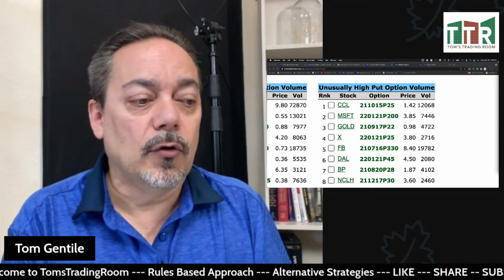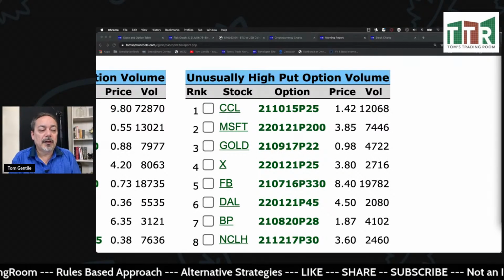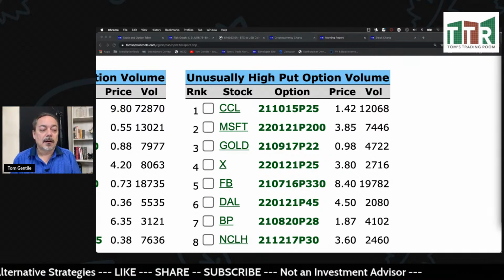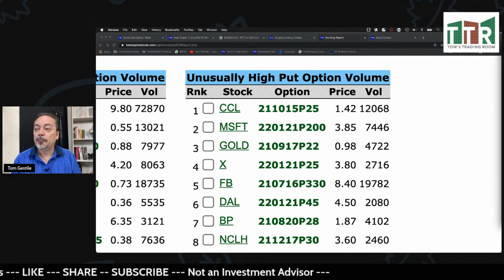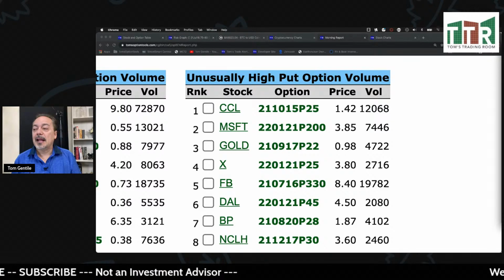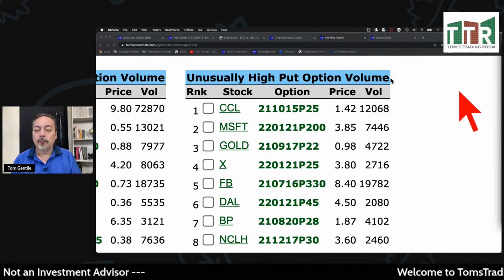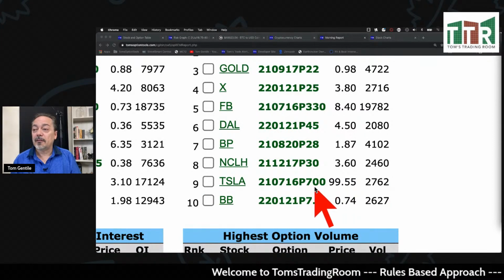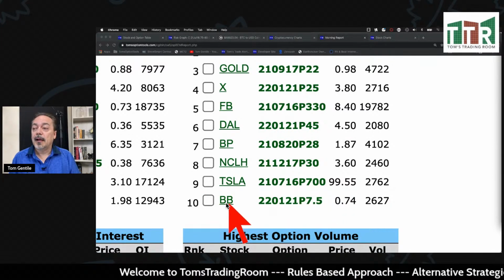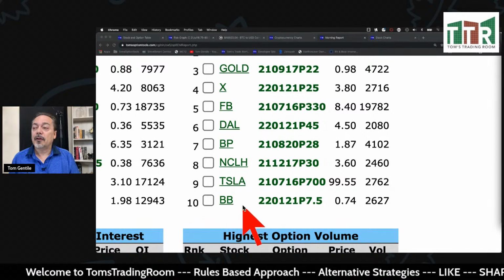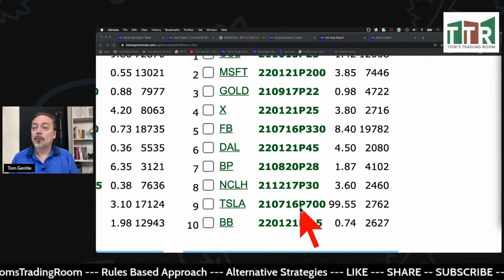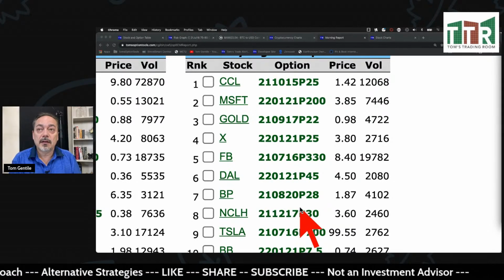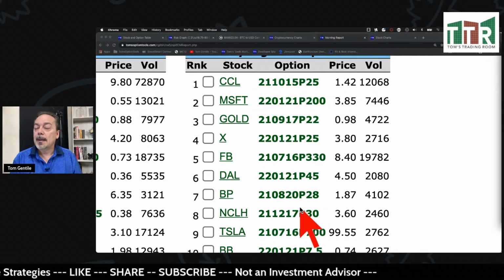Let's take a look at what rounds out the rest of these. You see here, gold is on here. That's GOLD, the company. Also, you've got U.S. Steel, Facebook, Delta, British Petroleum, and NCLH as number 8. If we round out the top 10 a little more, Tesla is on here as well, the 700 puts for July, and then Blackberry down at the bottom. By the way, Blackberry is a meme stock. We'll look at that as well. We're going to end the session looking at memes.